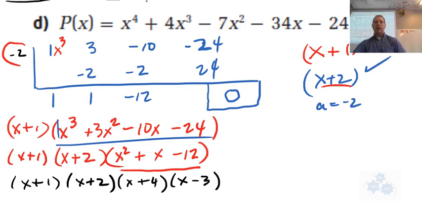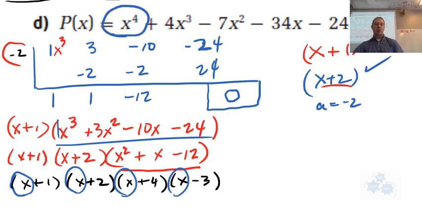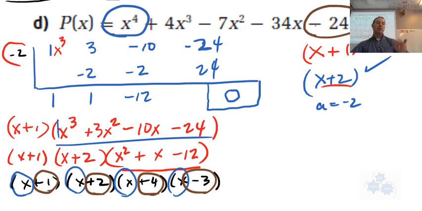Okay, so there's a couple ways you can check this. You don't have to multiply it all out. You could just do a quick check. If you multiply all of the first terms, they should multiply to this very first term. Is that true? X times x times x times x, x fourth. Good. Then you can multiply all of the constant terms. 1 times 2 times 4 times negative 3. Does that multiply up to negative 24? Well, 1 times 2 is 2, times 4 is 8, times negative 3 is negative 24. There's a quick check. You see how that works?